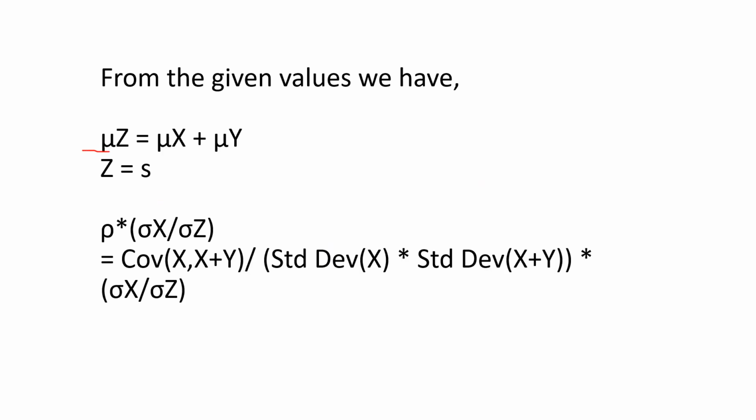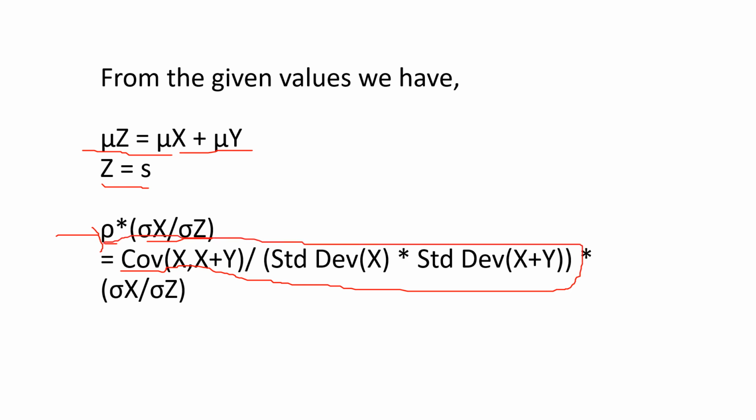Now as we have seen in the previous slides, mu z was equal to mu x plus mu y, and in the question we are given z is equal to s. In the term rho times sigma x by sigma z, the correlation rho can be written as the covariance divided by the product of standard deviations. So we have the covariance between x and x plus y, over the standard deviation of x times the standard deviation of x plus y.